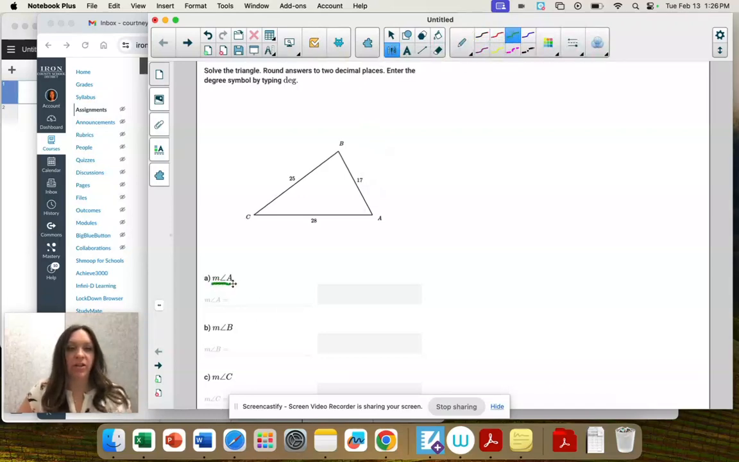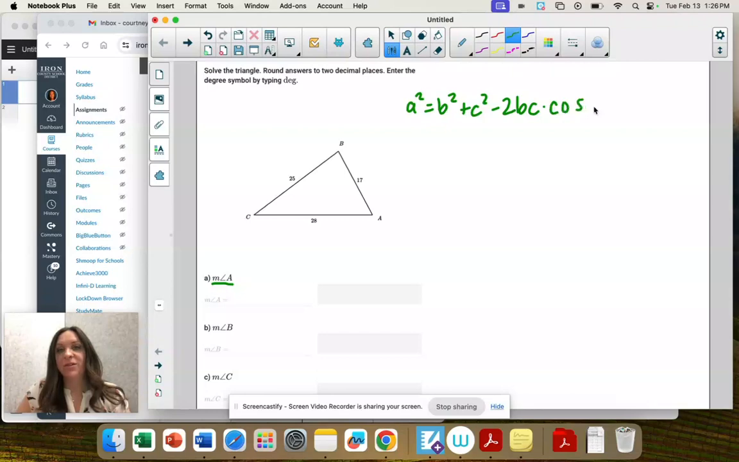So let's start with our first one. We're trying to find angle A. So out of your 3 options for law of cosines, we're going to use the one that has angle A. So that's a squared equals b squared plus c squared minus 2bc times cosine of A. All right, let's plug everything in. So across from angle A is side A, across from angle B is side B, across from angle C is side C. So 25 squared equals 28 squared plus 17 squared minus 2 times 28 times 17 times cosine of A.